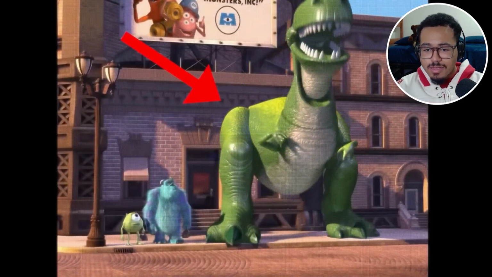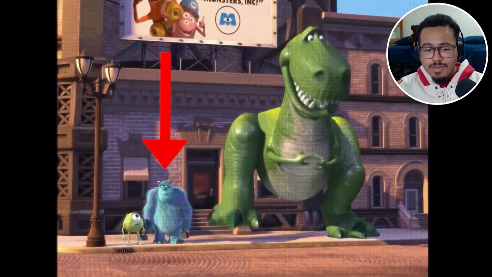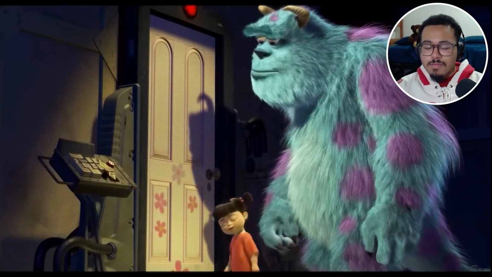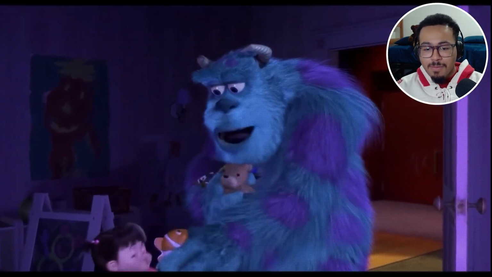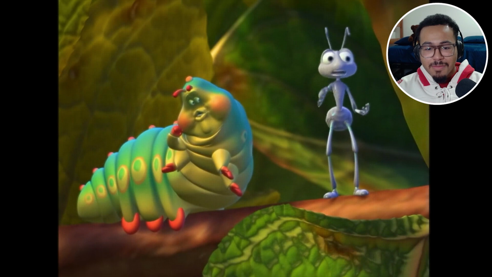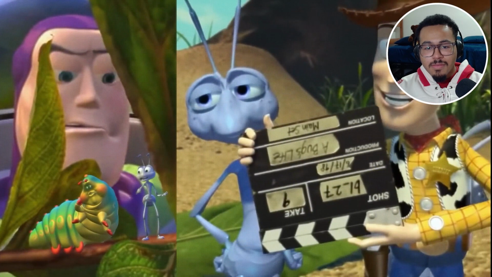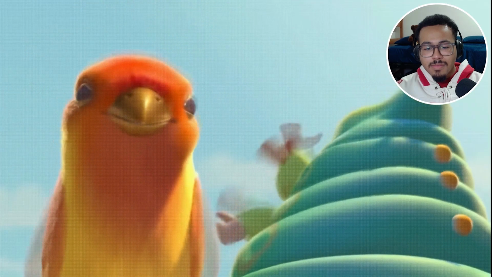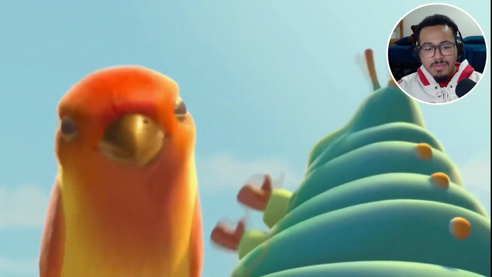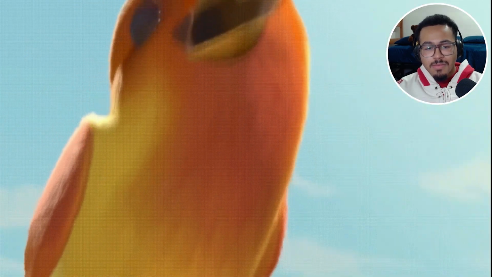Why is Rex so big compared to the monsters? Monsters are supposed to be bigger than humans, and much bigger than toys. And why do the bugs look tiny compared to Buzz, even though Woody was shown to be the exact same size as an ant? And why is this bird a mechanical robot when everyone else is a talking living thing?